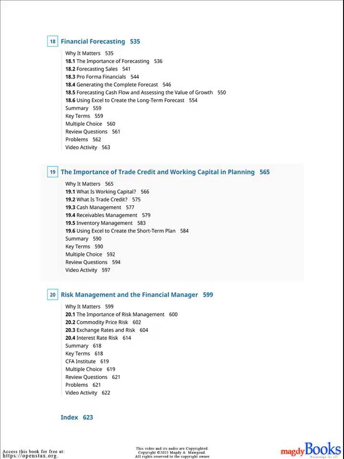18.4. Generating the complete forecast. 18.5. Forecasting cash flow and assessing the value of growth. 18.6. Using Excel to create the long-term forecast. Summary, key terms, multiple choice, review questions, problems, video activity. 19. The importance of trade credit and working capital in planning. Why it matters. 19.1. What is working capital?